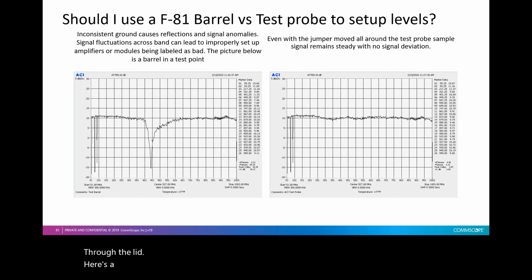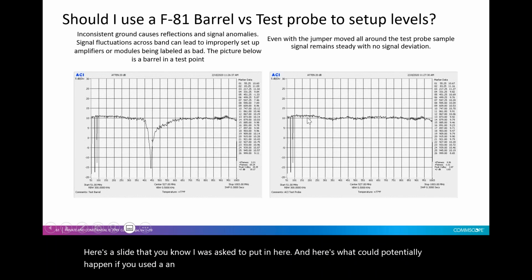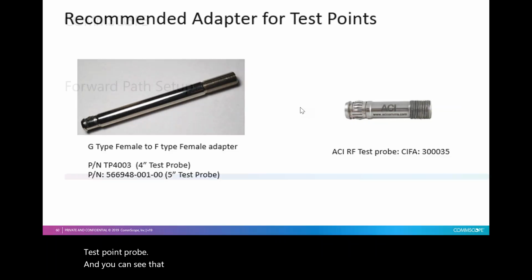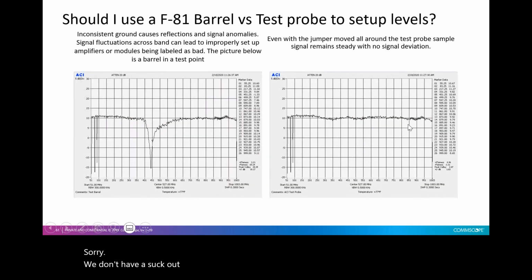Here's a slide that I was asked to put in here, and here's what could potentially happen if you used an RF barrel, and here's if you used the proper test point probe. And you can see that we don't have a suck out over here because of those little raised areas on that ring.